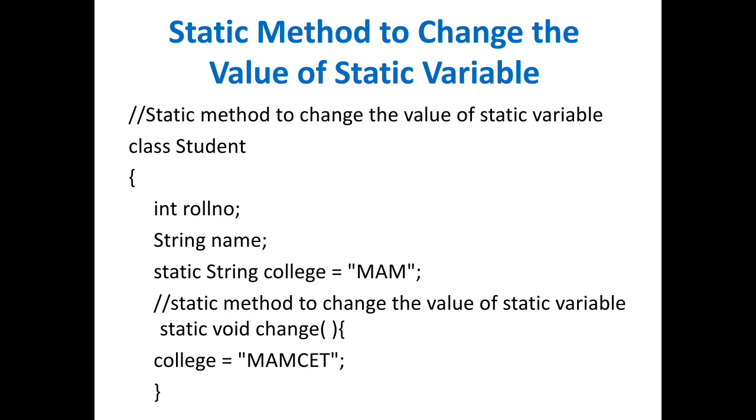The static method to change the value of static variable. So we are going to change this MAM to some other value. So college is the static variable. We are going to change its value. So for that we have a change method as static method. Here we are assigning college equal to mam set. So previously it was MAM, now it is changed as mam set.